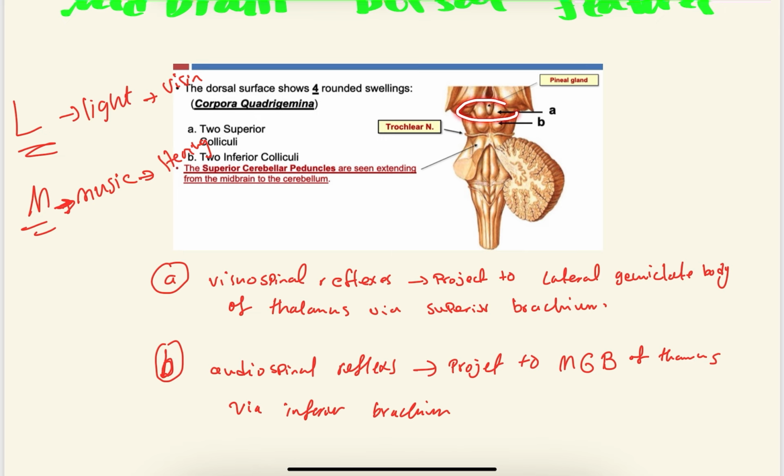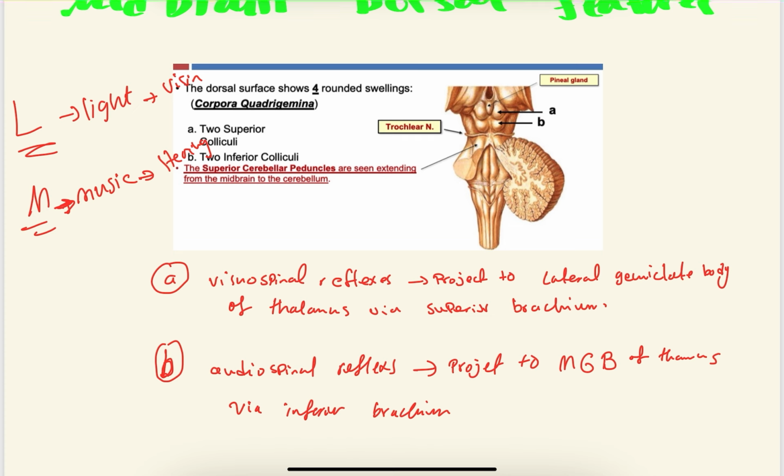Now, the superior ones, they are associated with L, lateral geniculate body, and L is for light, and light is for vision, so it's visual spinal reflexes. And then the inferior ones, they're associated with the medial geniculate body, and M is for music, and it's for hearing. How can I remember the superior from the inferior?